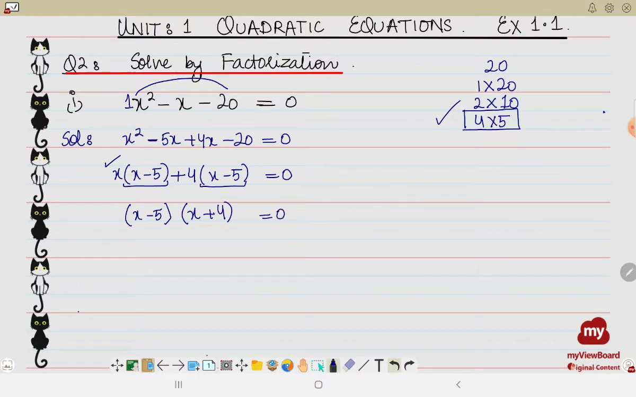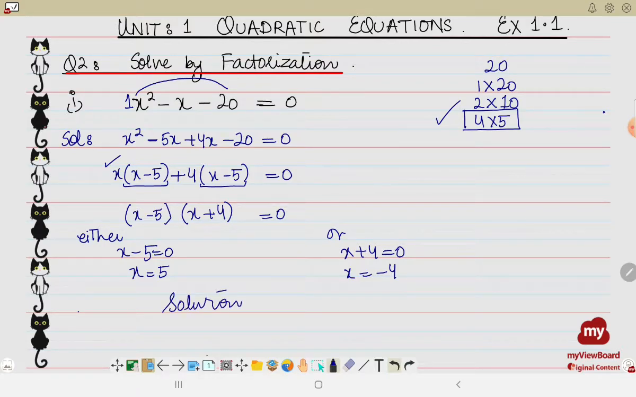Now we got two factors equal to 0. So we'll equate each of these factors one by one to 0. Either x minus 5 equals 0 or x plus 4 equals 0. Then we have x equal to 5 and x equal to minus 4. So these two are the answers. At the end we'll write down the solution set, which is minus 4 and 5. I hope you understand the sum.